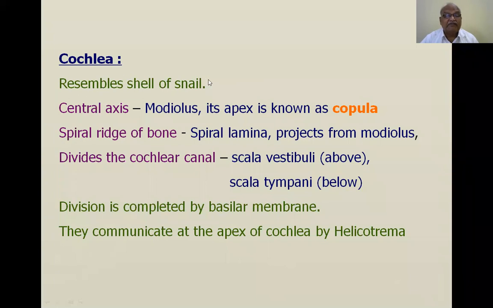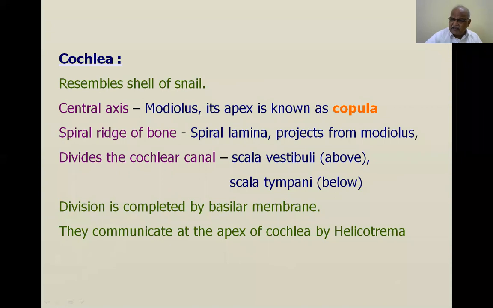The cochlea resembles the shell of a snail. Central axis is the modiolus. Its apex is known as cupula. A spiral ridge of bone, the spiral lamina, projects from the modiolus. It divides the cochlear canal into scala vestibuli above and scala tympani below. The division is completed by the basilar membrane. They communicate at the apex of the cochlea by the helicotrema.